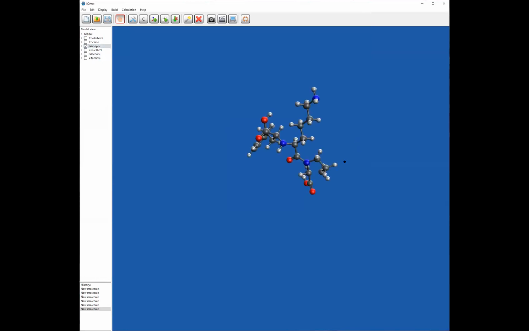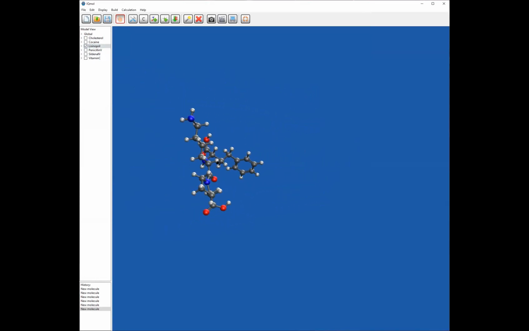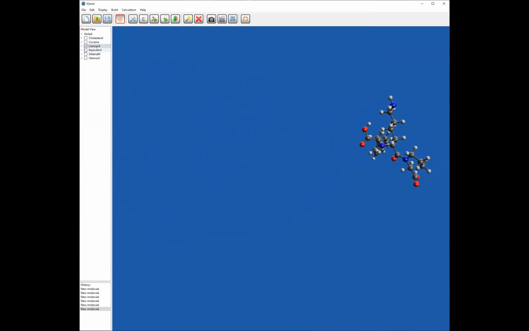As you can see, it's a big molecule. The next drug that I chose was penicillin V, right here. You can see a sulfur, two nitrogens, a few oxygens, and many carbons and hydrogens.